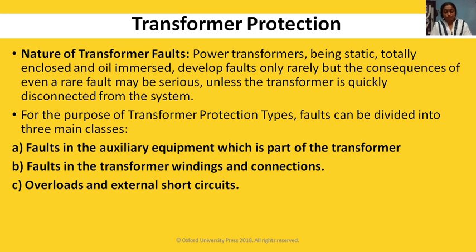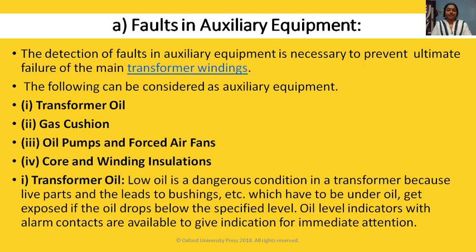As transformers have different auxiliary equipment, faults in auxiliary equipment which is a part of transformer; faults in transformer winding and connections, that means these are internal faults; overload and external short circuit.